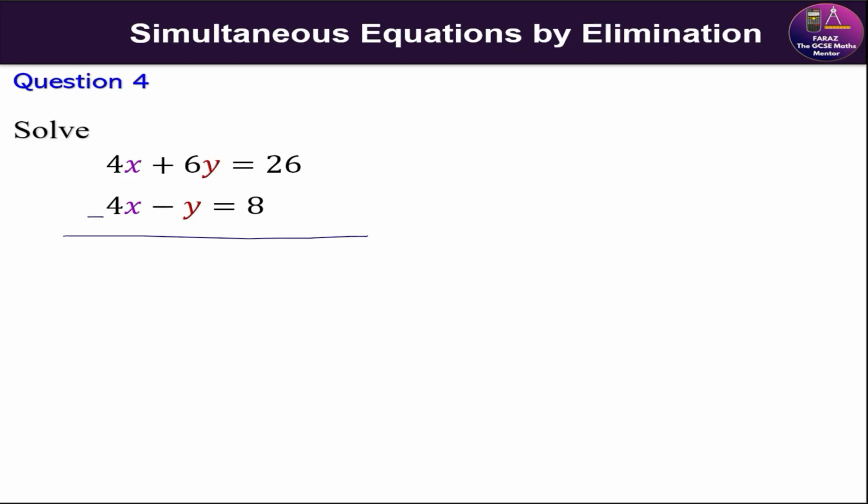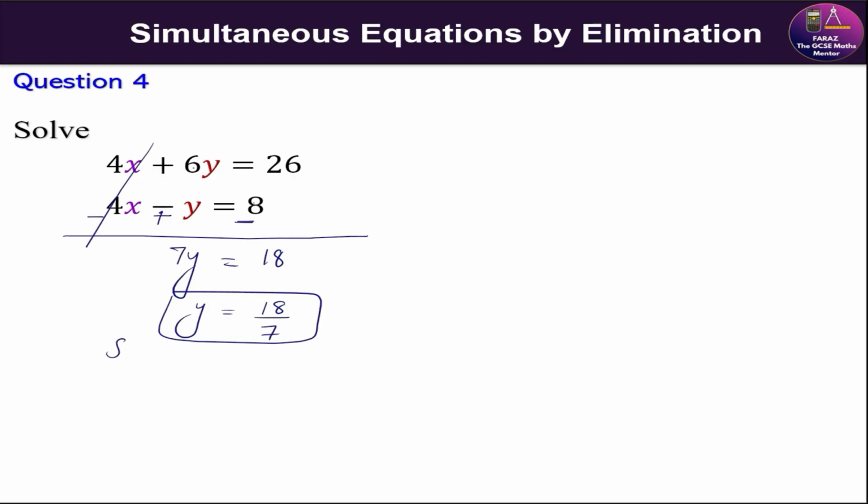And now that's the most important thing. If it is minus y, you have to make it plus. And this one is 8, so it will become minus. 4x minus 4x cancel with each other. 6y plus y. Now it's not negative y, it is plus y there. So 6y plus y is 7y. 26 minus 8 equals 18. Therefore we have y equals 18 over 7. Dividing by 7 on both sides will give you this result.